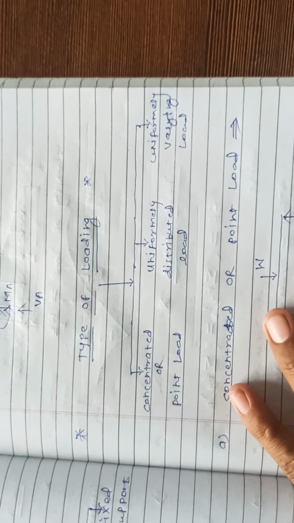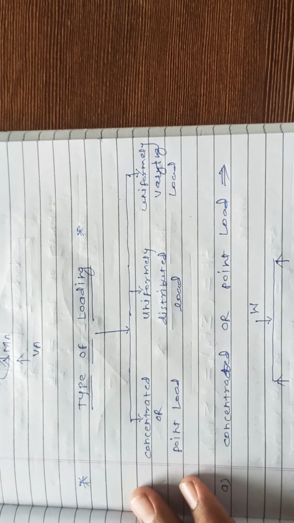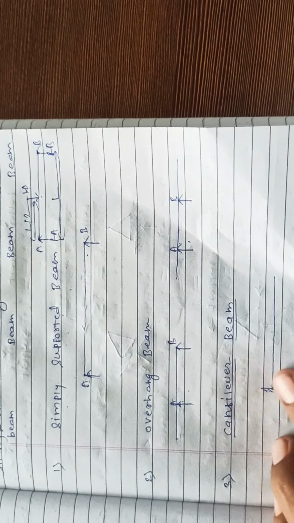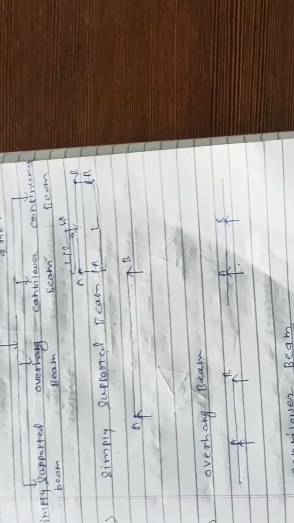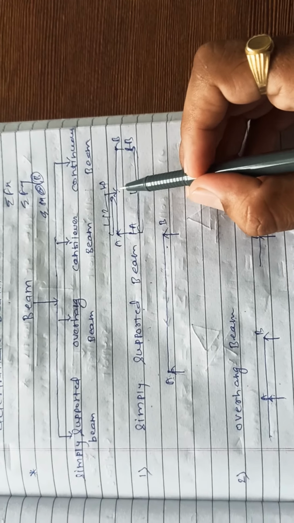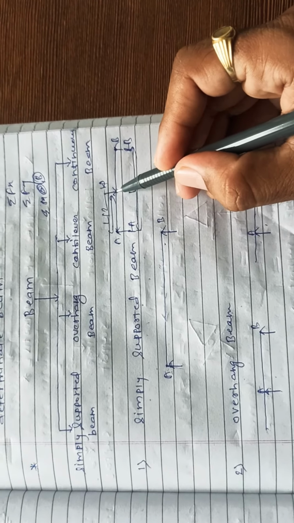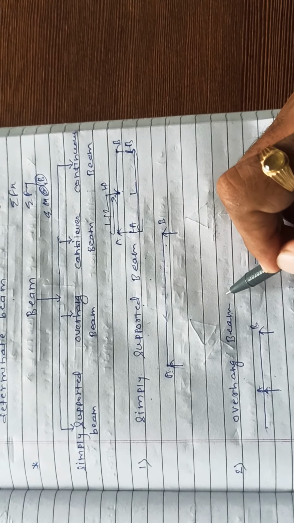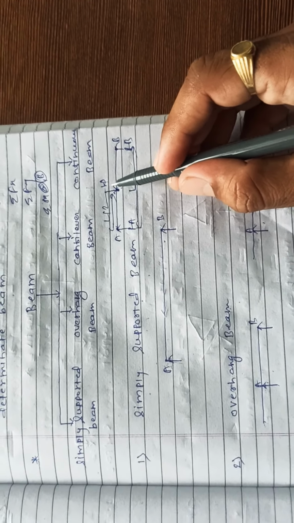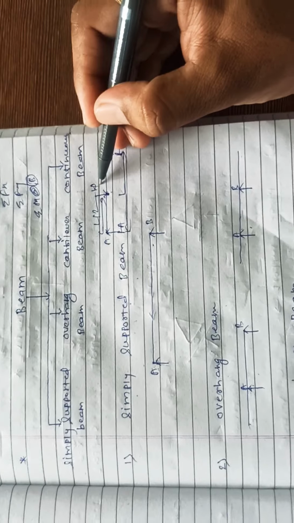Now let us study the next point, type of load. Whatever the load which I have shown here, for example this is load W. This load has a different type. This is a point load because it is acting at a single point, so it is called a point load. But loads act on a beam in various types. So what are the various types of load which are acting on the beam?